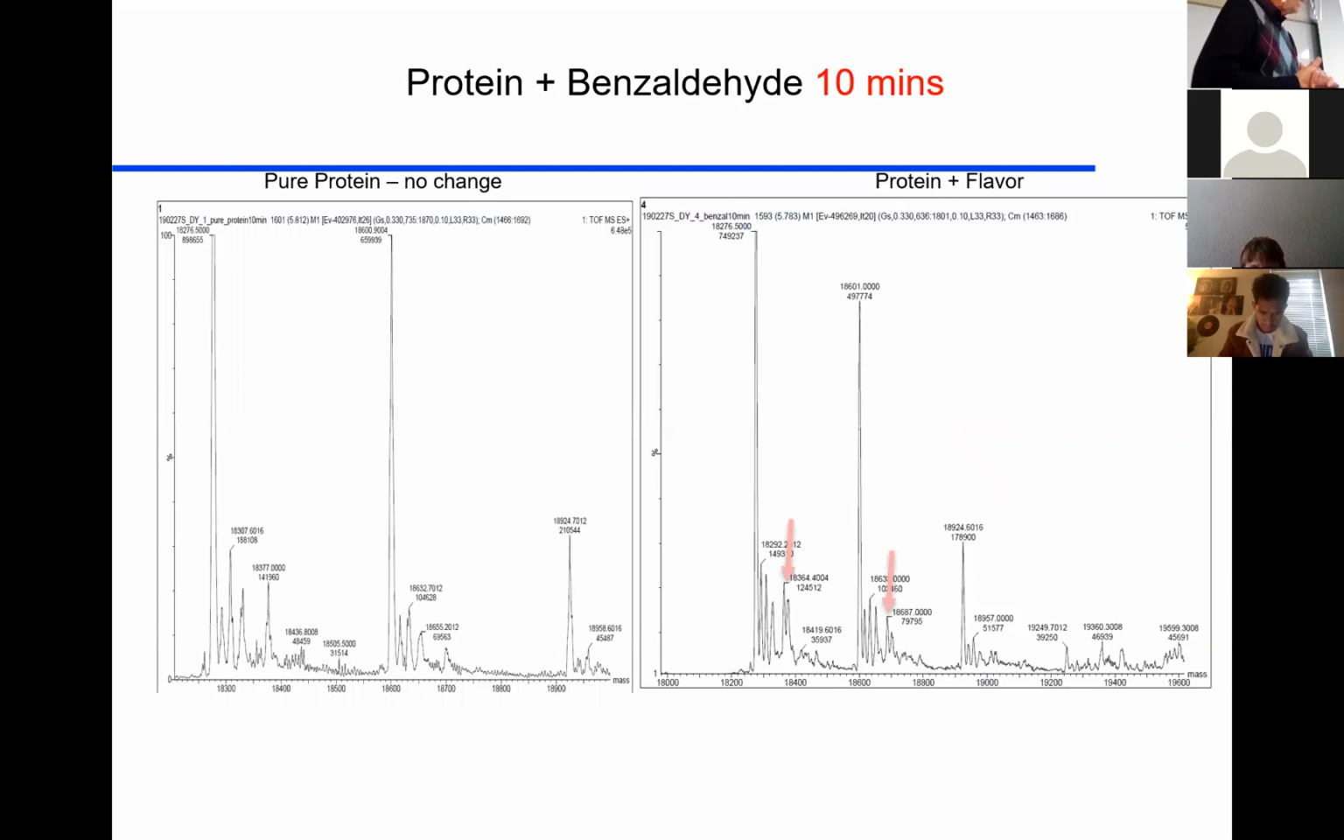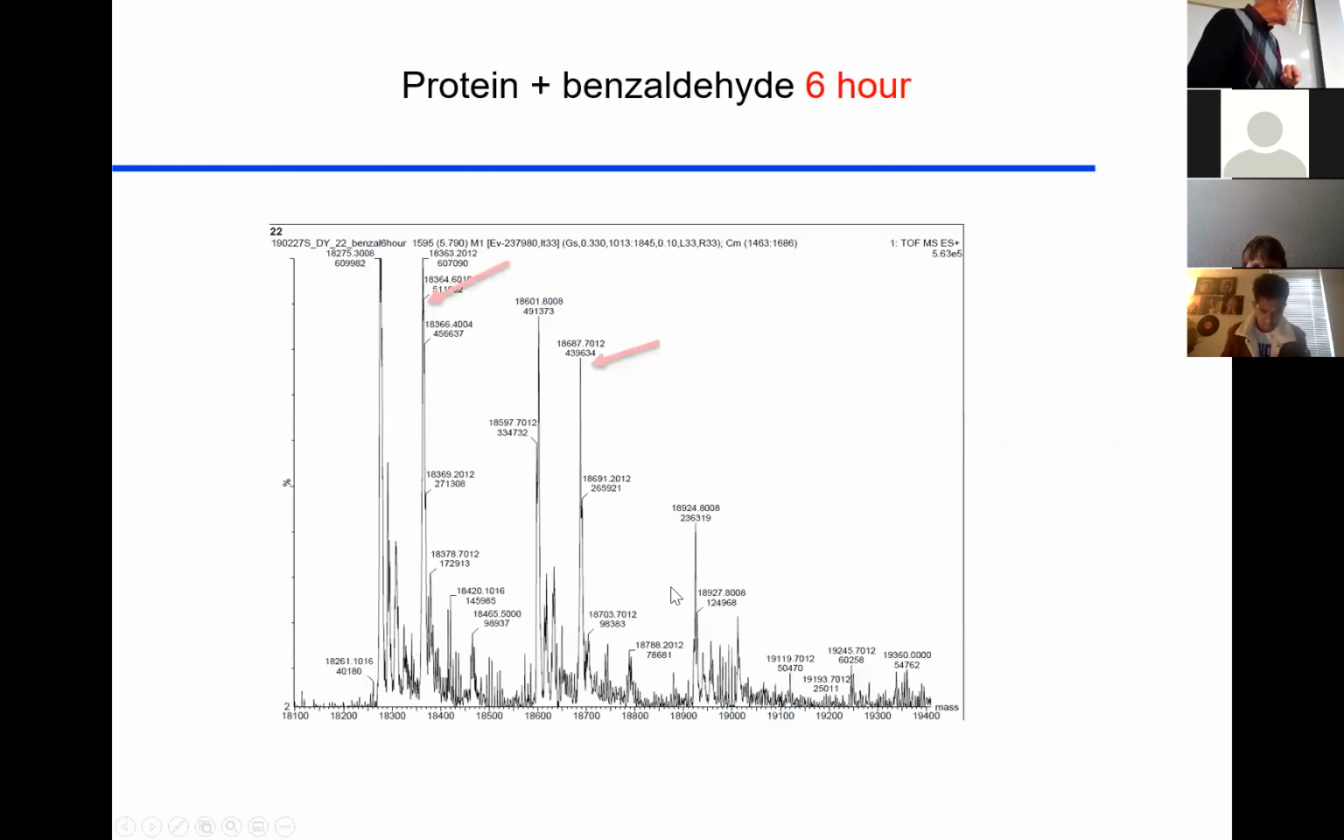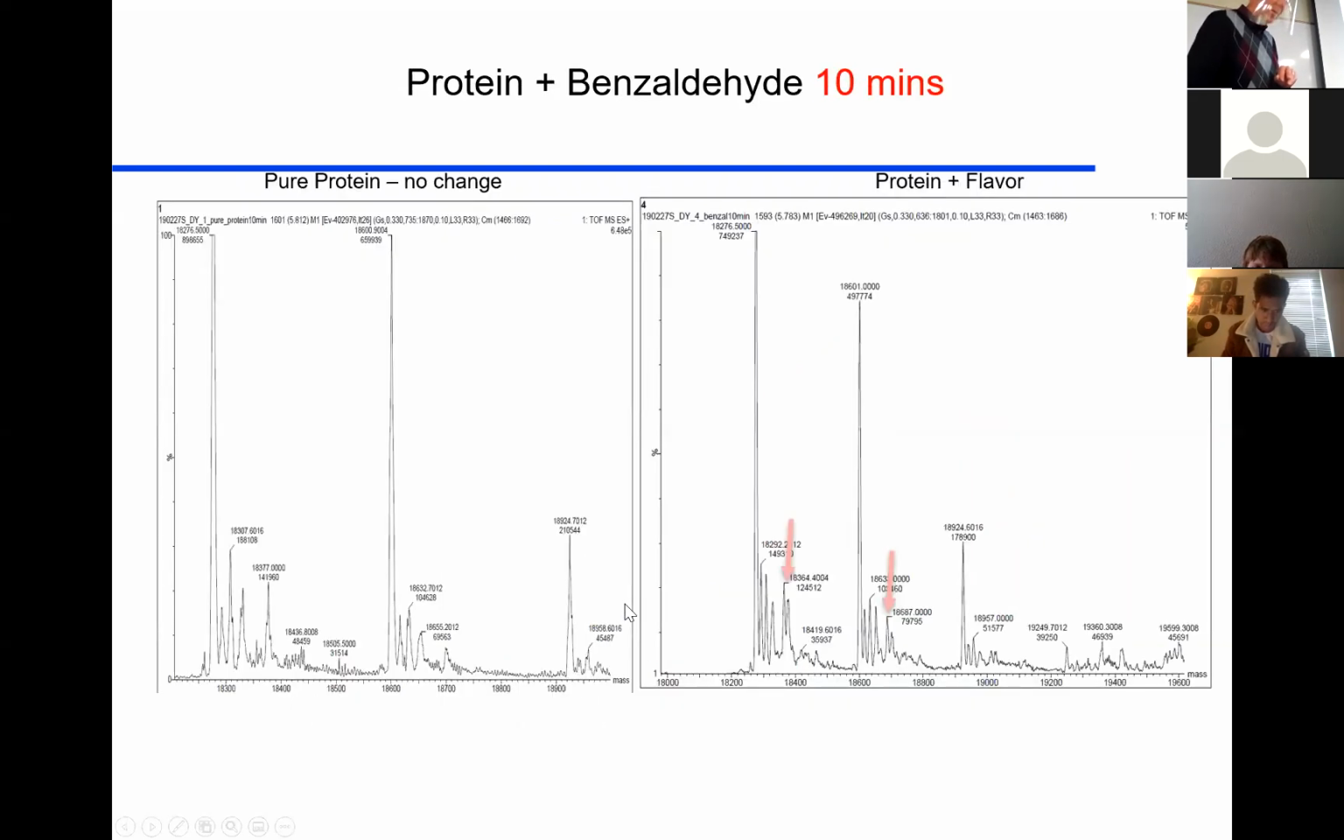Now this is where the grad student who did this put a little bit of cherry flavor in there. Okay, now we got beta-lactoglobulin that has cherry flavor added to it. And that is, like I say, benzaldehyde. The figure on your left over here, that's pure beta-lactoglobulin. And this is a new peak. It's 18,276 plus the molecular weight of benzaldehyde.